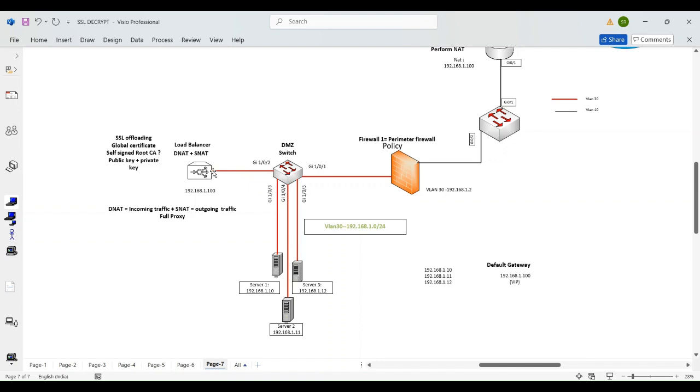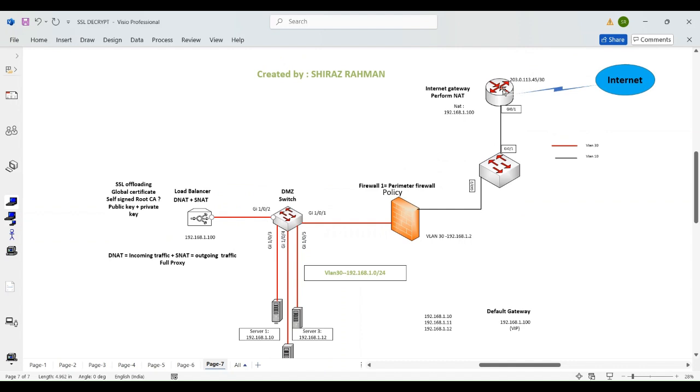Or we can also have one interface configured like 1.101, something like this, right? Or 1.99 over here, not on the VIP but 1.99 for this interface, right? You can configure it. Then in that case, the return traffic will also go to the load balancer. Then the load balancer will do the SNAT. It will change the source from 1.11 to 1.100, and it will forward the traffic to the perimeter firewall. And then from the perimeter firewall, it will go to the NAT router.